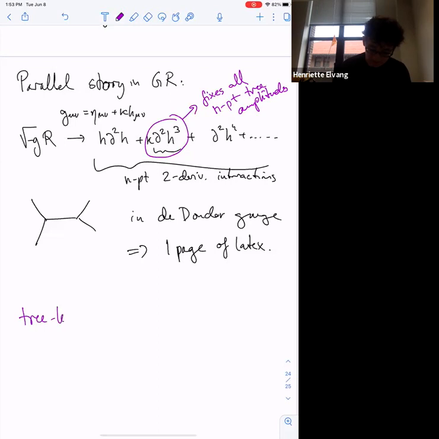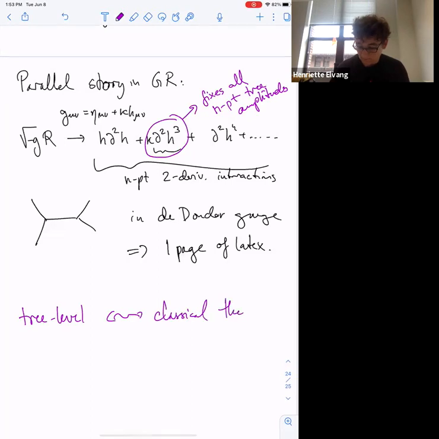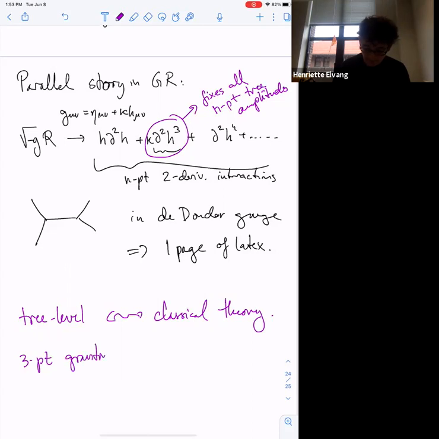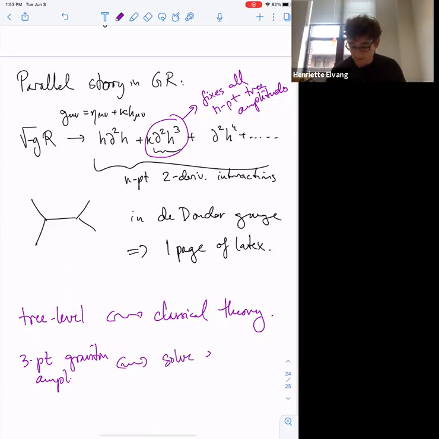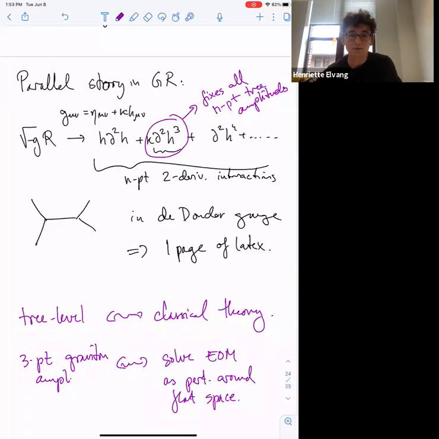I mean that tree level is basically equivalent to the classical theory. And so our nice little 3-point graviton amplitude should in principle be enough to know everything that can be solved by equations of motion, at least perturbatively around flat space. So people often say that you can then use this to perturbatively construct, as an expansion around flat space, the Schwarzschild solution from knowing the free particle scattering that you fixed by little group scaling.